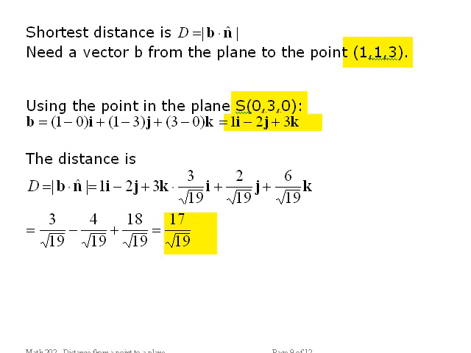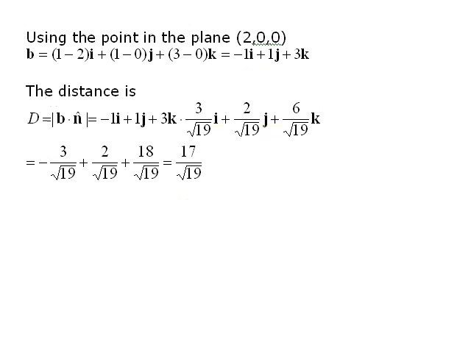Now I'm going to do the same calculation using that other unnamed point in the plane to show you get the same answer. So here I'll use that unnamed point, 2, 0, 0, that was shown to be in the plane, and construct that vector b. There's my vector b. Take the dot product of it with the unit normal, and I got exactly the same answer. Of course, that's no proof, that's just a demonstration.